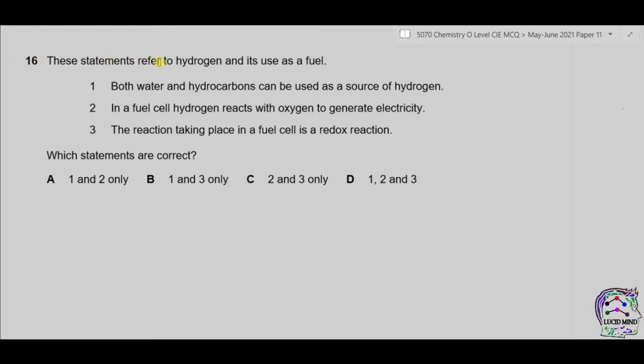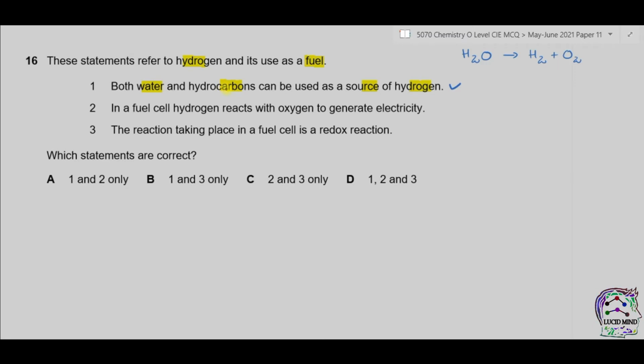Question 16. These statements refer to hydrogen and its use as a fuel. First one is that both water and hydrocarbons can be used as a source of hydrogen. This is correct statement because water, when electrolyzed, can be converted back into hydrogen gas and oxygen gas. So hydrogen can be formed from electrolysis of water.